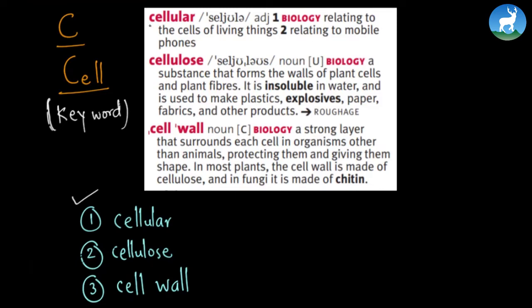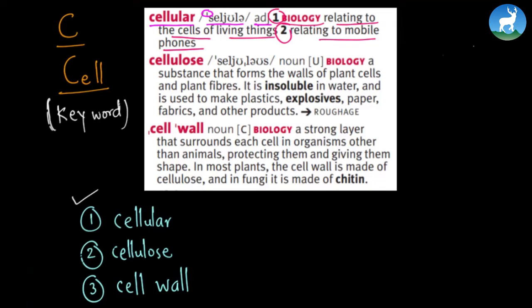Then I would find the word cellular. I would look at the pronunciation. It is cellular, and the stress falls on the first syllable. The form of the word is adjective. It is related to cell, and since it is related to biology, the first meaning is relating to the cells of living things. Another meaning is relating to mobile phones. So we say cellular towers, cellular coverage, cellular network. So this is also related to mobile phones.